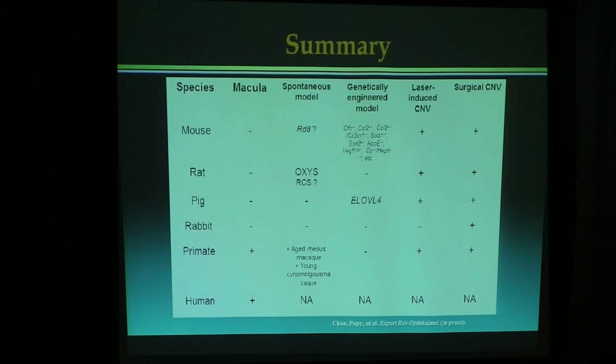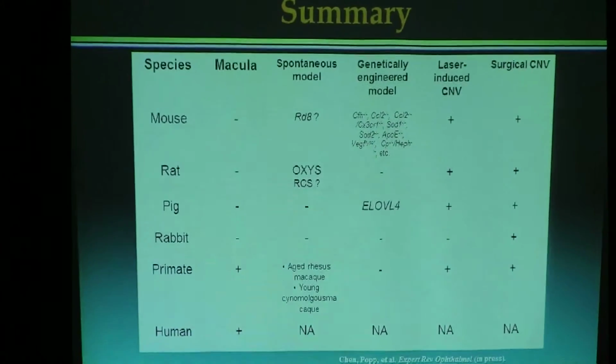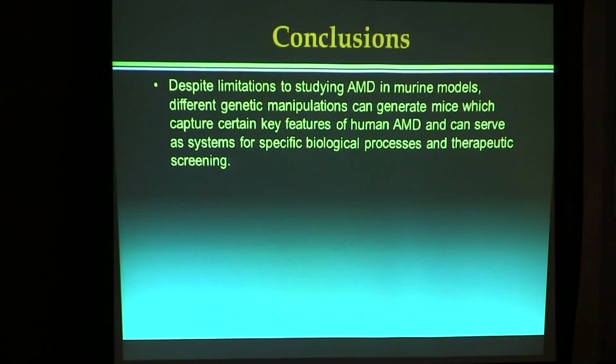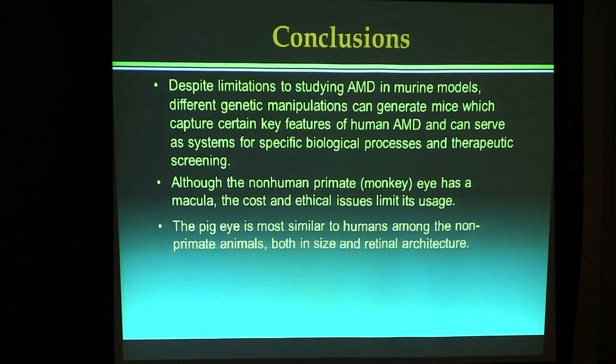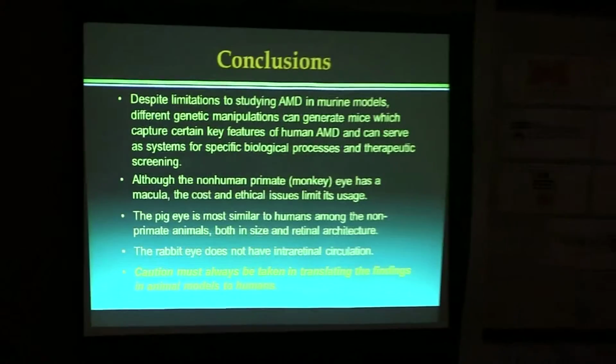This is the summary, and we just published the paper, and you can see the different species and how they compare. Again, the mouse is very popular, although there is no macula in the mouse, but it is used a lot. And the primate is good, but the cost and the ethical issues limit the use. The pig eye, people are starting to use because of the size and also the enriched cones. And again, the rabbit eye has no intraretinal circulation. You have to keep that in mind, but it's good for PK study.